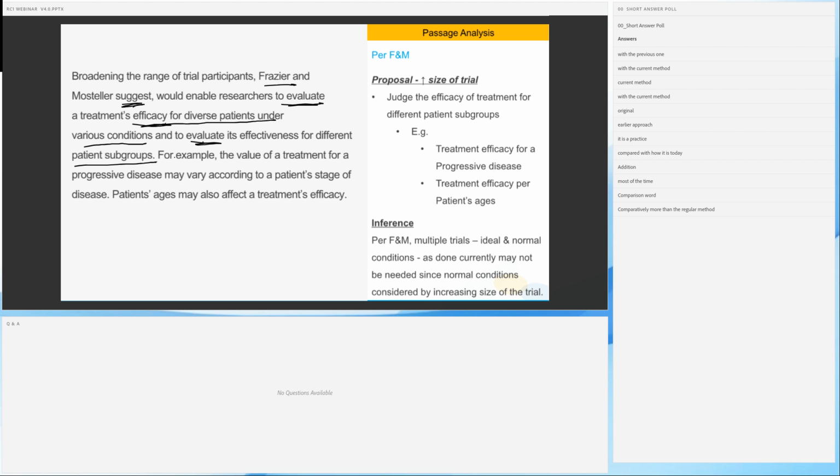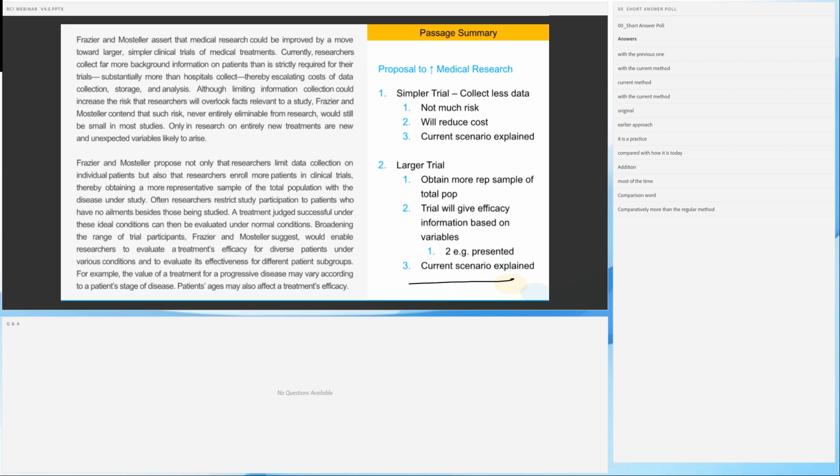Okay. For example, the value of a treatment for a progressive disease may vary according to a patient's stage of the disease. Patients' ages may also affect a treatment's efficacy. So efficacy, let's just look at this. Okay, efficacy was here. So this is where patient's age, this corresponds to the efficacy piece. These are examples of subgroup versus efficacy. That's all there is. So essentially over here, what the author is really saying is, hey, two proposals, let's do that. Let's collect less data, let's enroll more people. And the author gives the benefit of both these proposals. Proposal 1, cost reduction. Proposal 2, we get better data on where the treatments work.